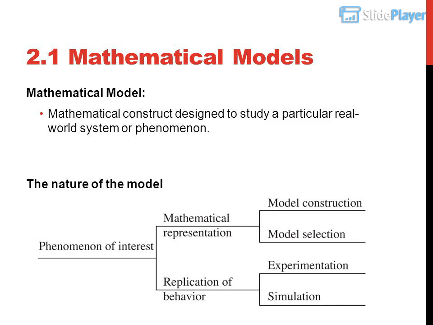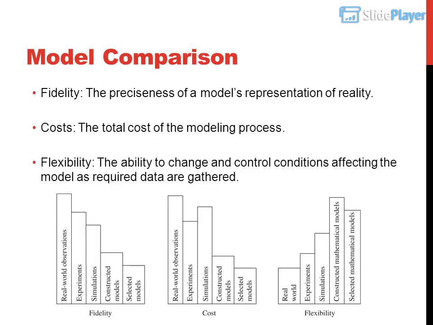2.1 Mathematical models. Mathematical model: a mathematical construct designed to study a particular real-world system or phenomenon. The nature of the model. Model comparison. Fidelity, the preciseness of a model's representation of reality. Costs, the total cost of the modeling process. Flexibility, the ability to change and control conditions affecting the model as required data are gathered.